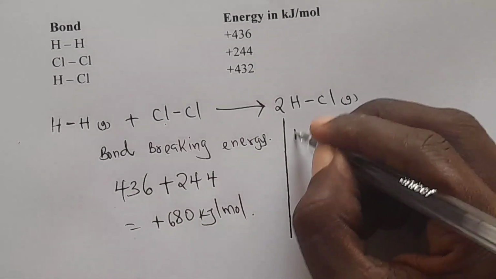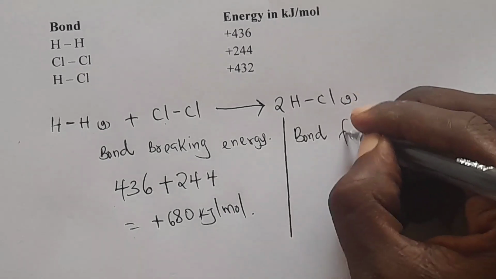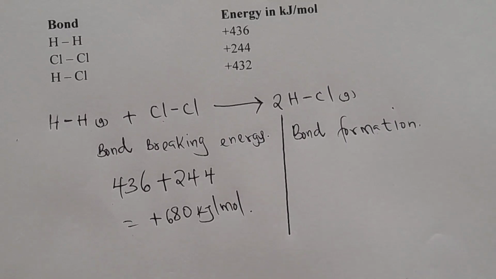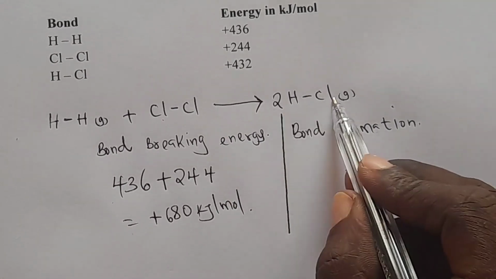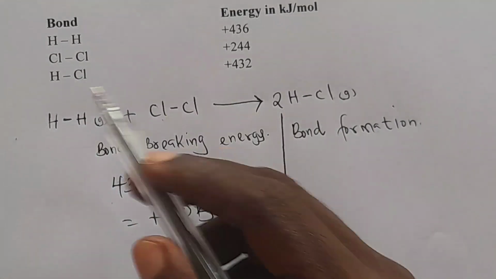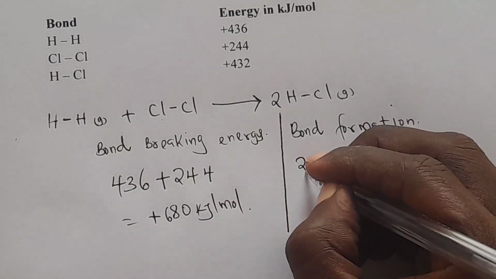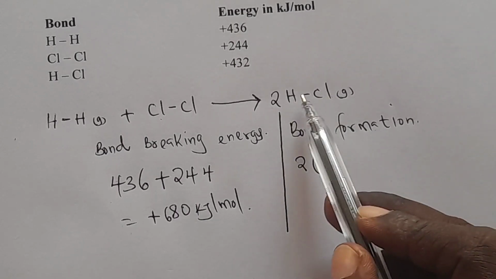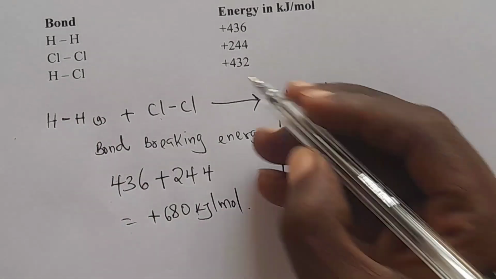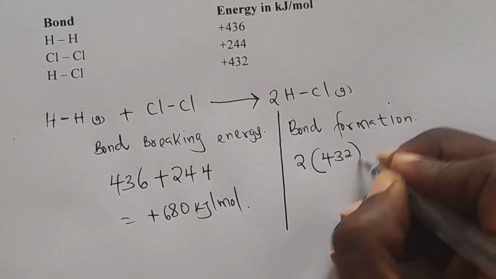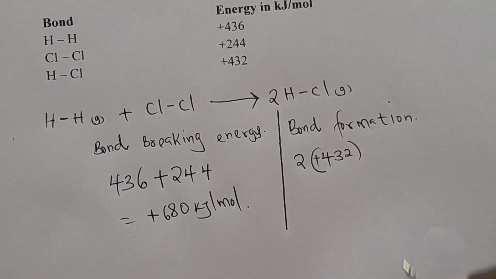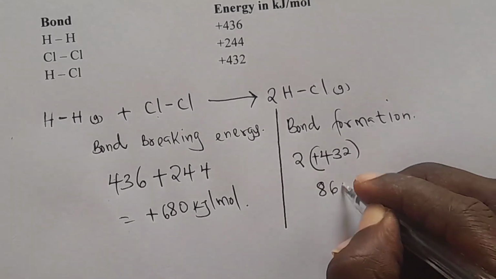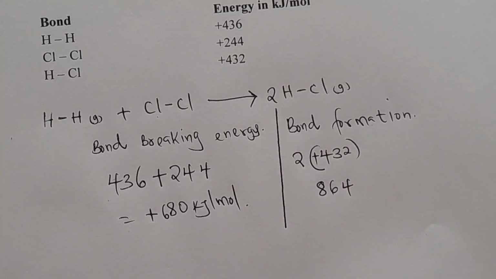Let's go to the other side. On the product side, that is bond formation energy. In bond formation energy, we have 2 hydrogen chlorine bonds, so we're going to put 2 open bracket. What will be the value for a hydrogen chlorine bond? Hydrogen chlorine bond is 432. When you multiply this, you are going to get 864.